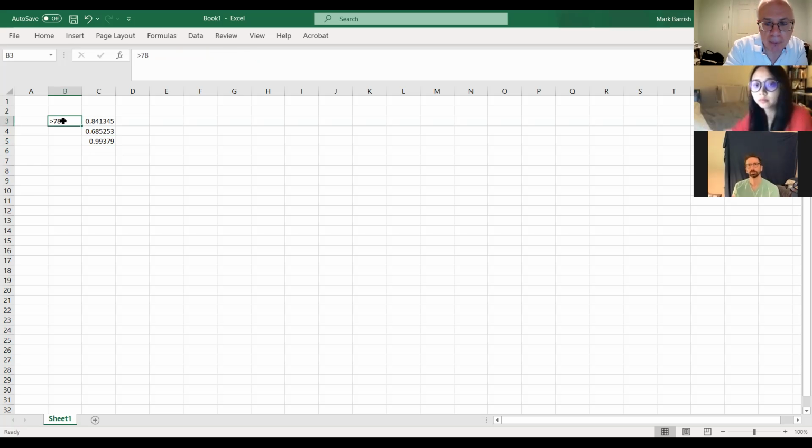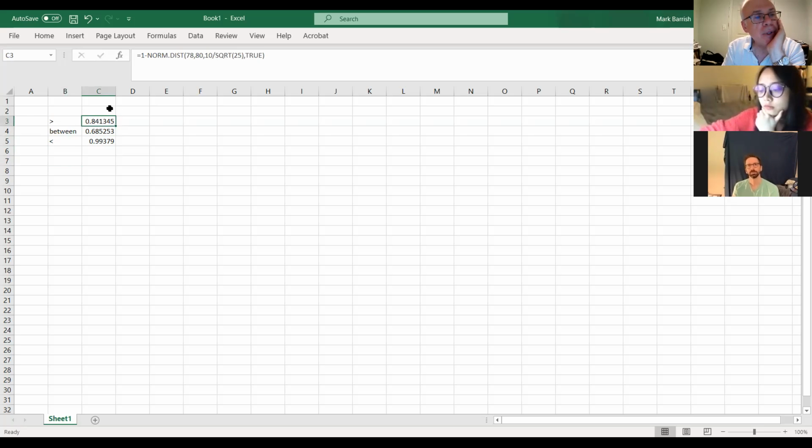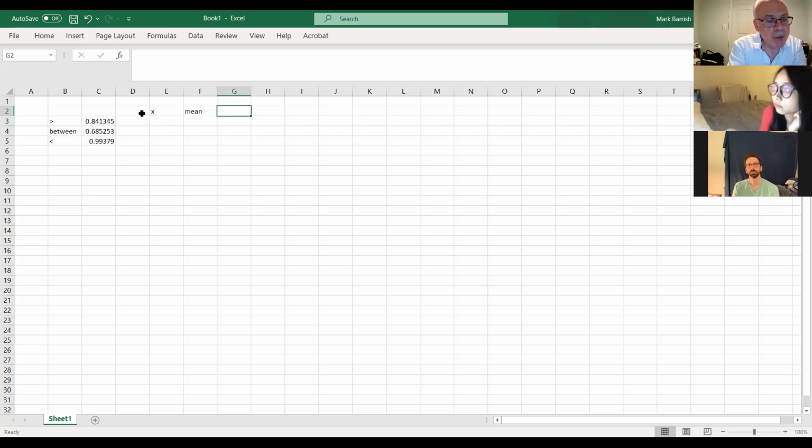So what I'm going to do here is put a greater than symbol here. I'm going to type in between here, and I'm going to put a less than symbol here. So these are the three cases, right? You have a greater than problem, you have a problem with between two values, and you have a less than problem. So I'm going to leave these formulas as they are. I'm going to repeat, and then over here, I guess, I'll put x, and I'll put the mean, and I'll put standard error. Because that's what you need. You need x, you need the mean and standard error, right?